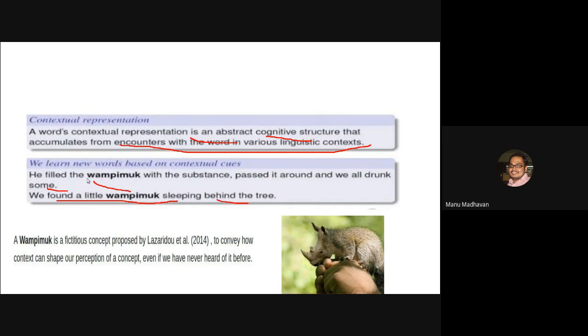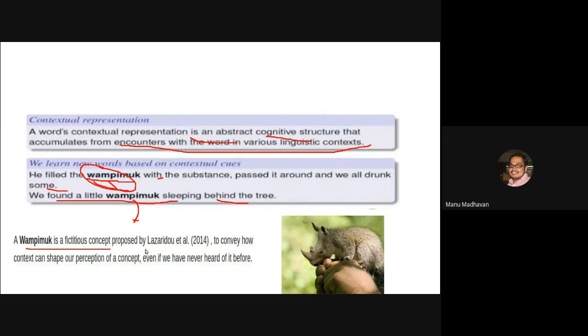So there are two uses of babnik. I don't know how to pronounce this word, but it has two meanings, and you can understand them from the context. In the first case it is a substance, something to be added to the water. But in the second case it is an animal which is sleeping.